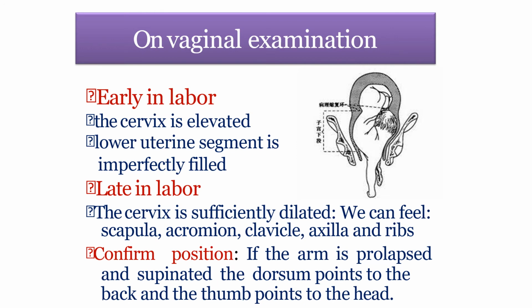See, usually in the case of cephalic presentation, you will be feeling the head, occiput, all those things. But here you will feel the scapula, acromion process, clavicle, axilla or ribs of the baby. And for confirming the position, if the arm is prolapsed, sometimes in shoulder presentation the hand may come out of the uterus. See here the hand is coming out.